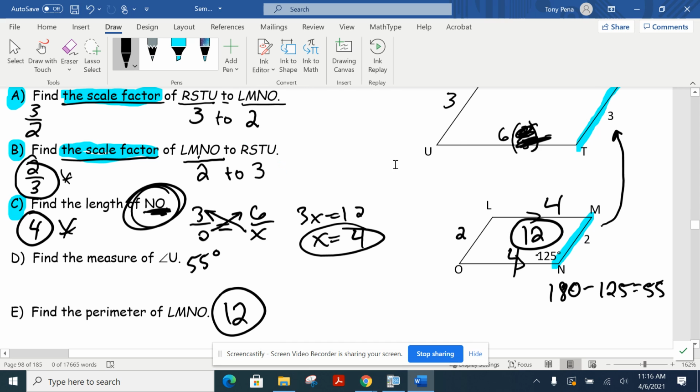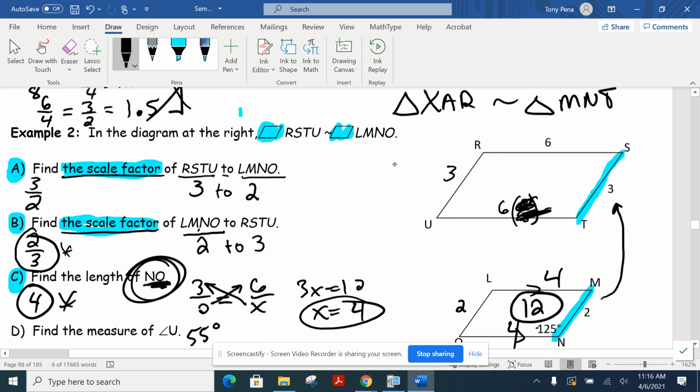To answer letter F, find the perimeter of the big one. So let's just do 6 plus 6 would have been 12. 12 plus 3 is 15. 15 plus 3 is 18. So the perimeter of the big one was 18. The perimeter of the small one was 12. Because what F is then asking you to do is find the ratio between those, between the perimeters.